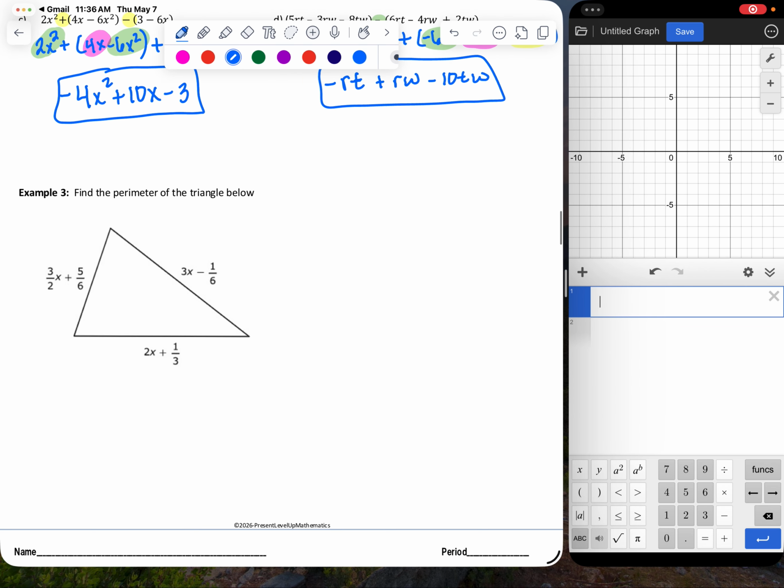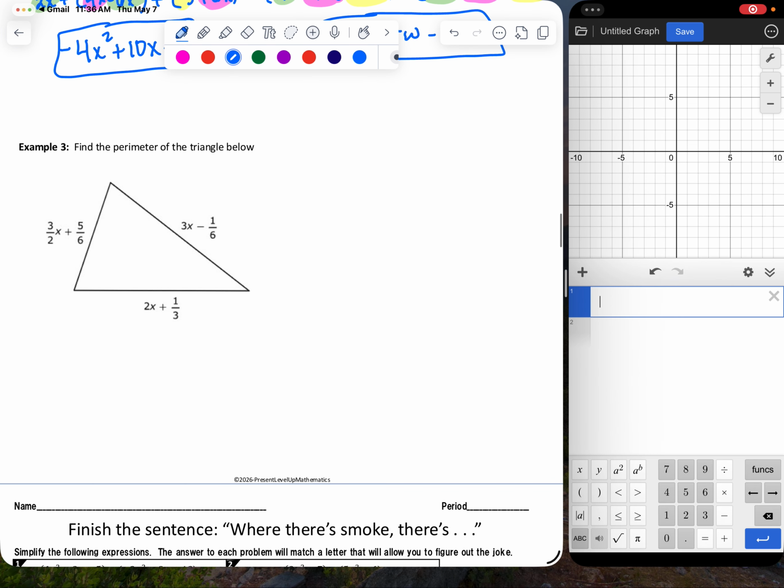All right, in our last example, it says find the perimeter of the triangle below. Now, to find the perimeter of anything, we just add all three sides. So I'm going to make a polynomial addition problem out of this problem. I'm going to take my first side, 3 over 2x plus 5 over 6, and I'm going to add that to my second side, 3x minus 1 over 6, and then I'll add my third side, which is 2x plus 1/3.